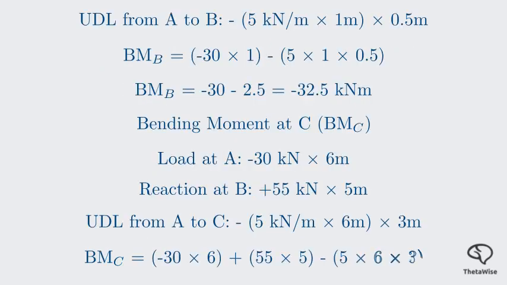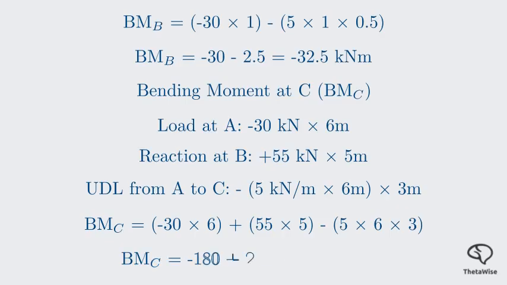So, the total bending moment at C is negative 30 times 6 plus 55 times 5 minus 5 times 6 times 3. This simplifies to negative 180 plus 275 minus 90. Adding these up gives 275 minus 270, which is positive 5 kilonewton meters. This indicates a sagging moment at point C. The memo's calculation is identical.